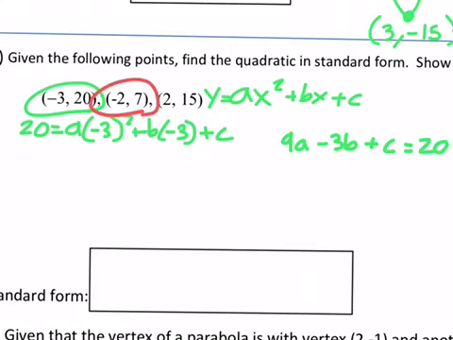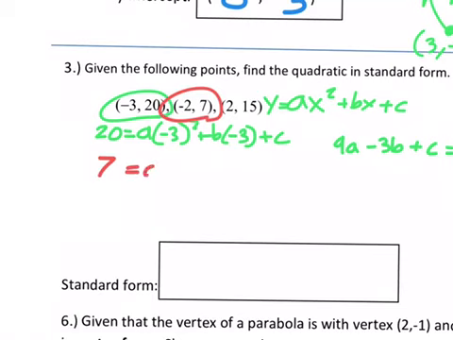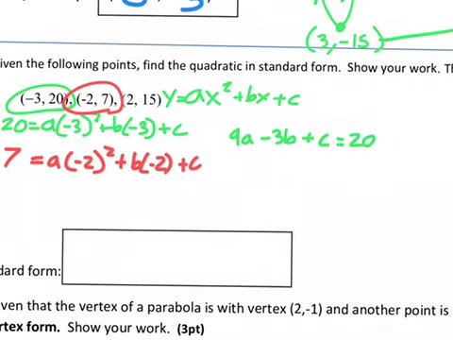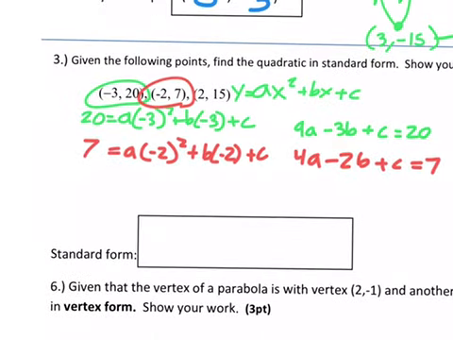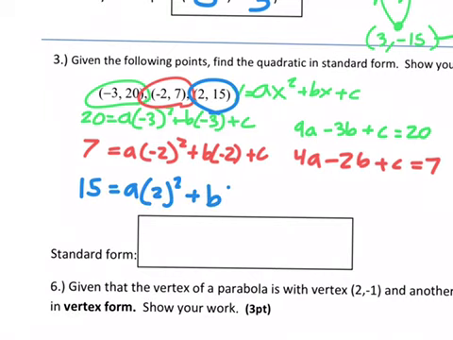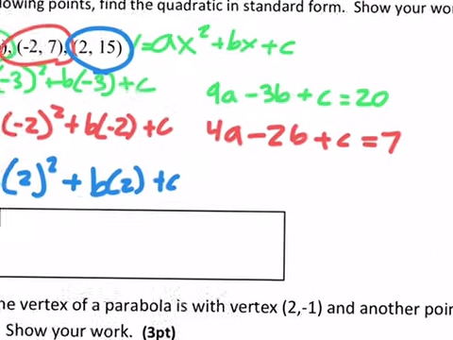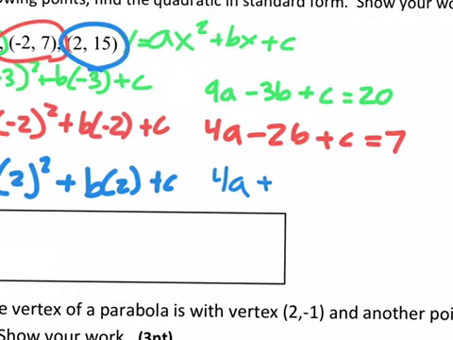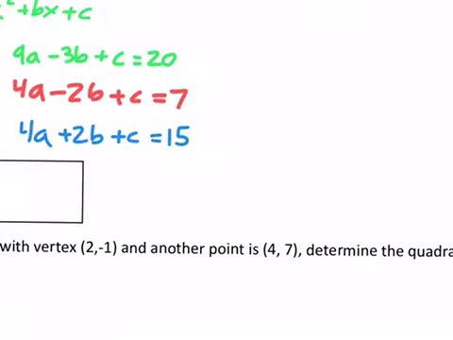Alright, now let's do this point, where we've got 7 as our y. Our x value is a negative 2. Alright, simplify that one. Negative 2 squared is 4, so I'll have 4a minus 2b plus c is equal to 7. Do the last point here, we got 15 is equal to, plug in 2 for x. So we'll have 4a plus 2b plus c is equal to 15.